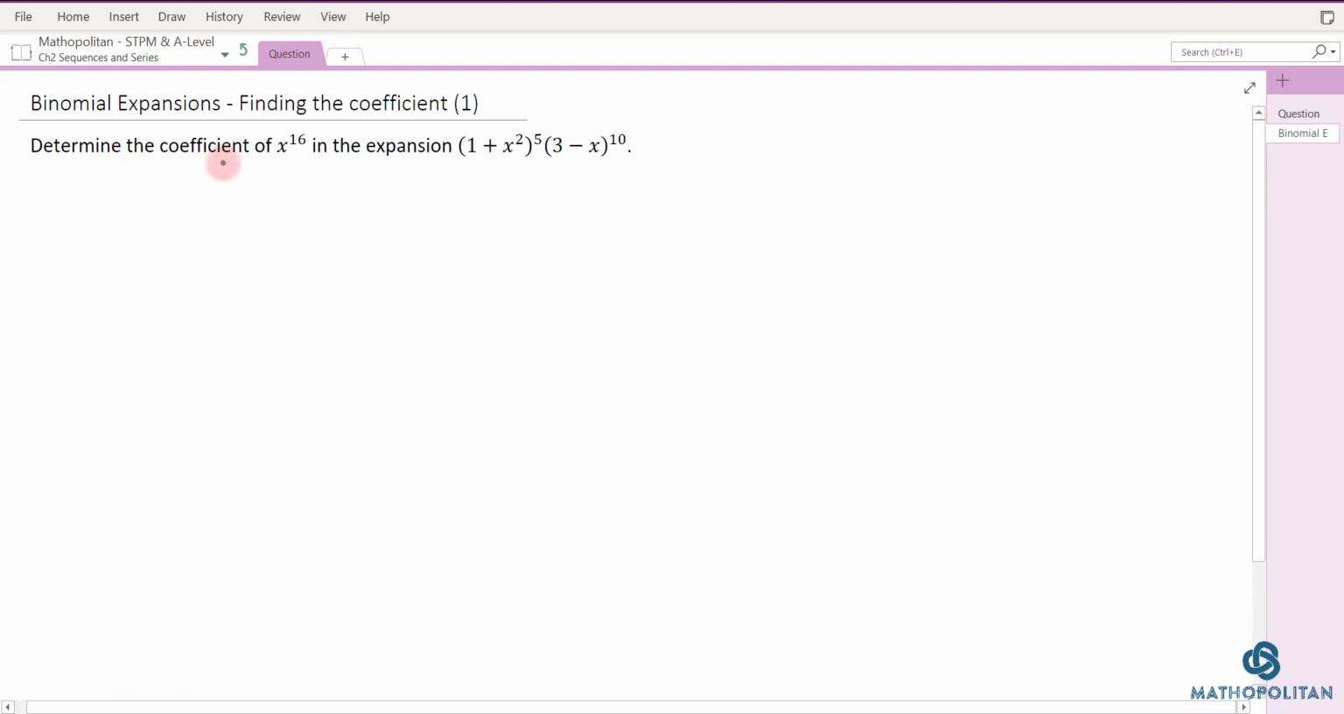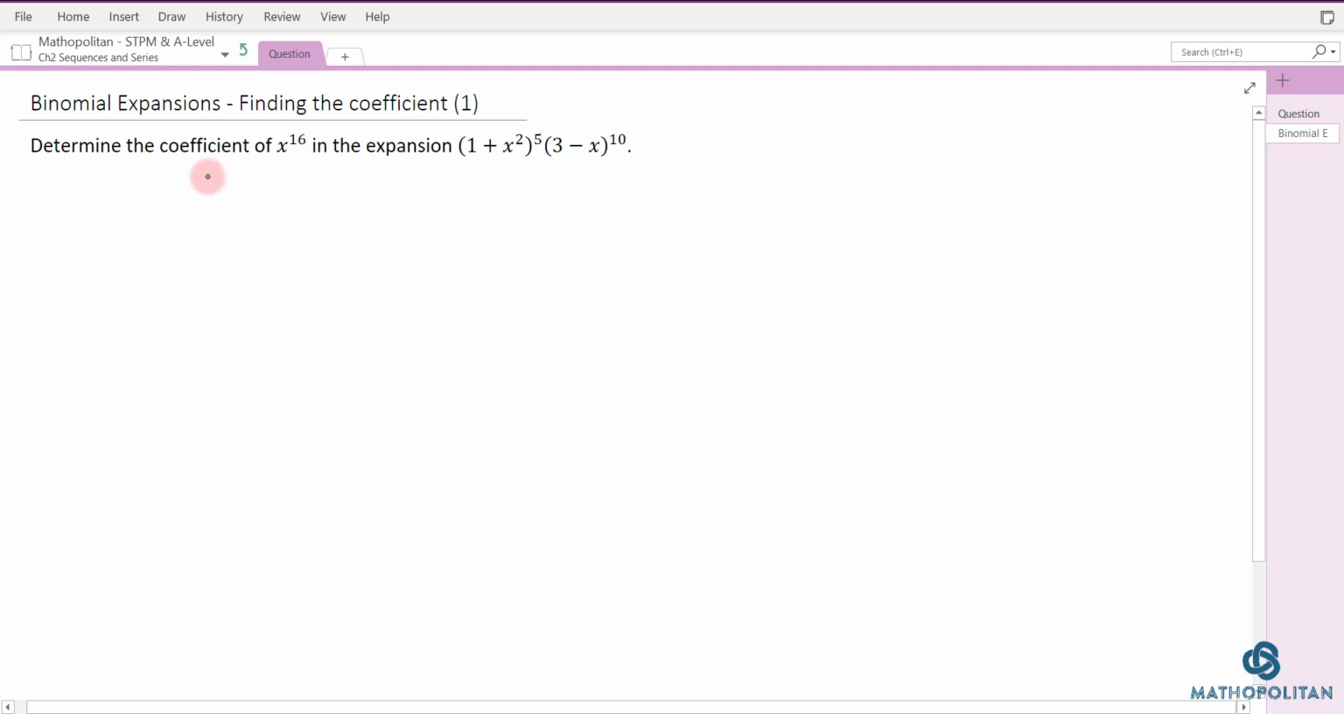Now let's say we want to determine the coefficient of x to the power of 16 in this expansion of (1 + x^2)^5 times (3 - x)^10. There are a few ways we can do this. One is we can expand each of these using the binomial expansion, and then multiply all the terms until we get the terms in x to the power of 16.